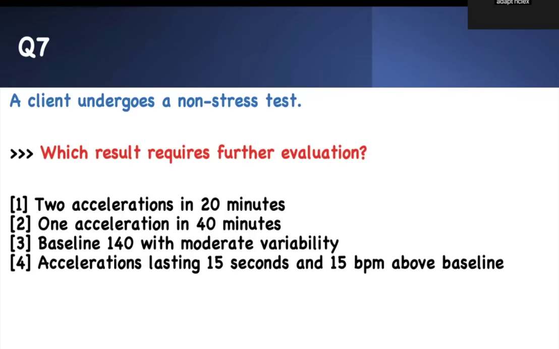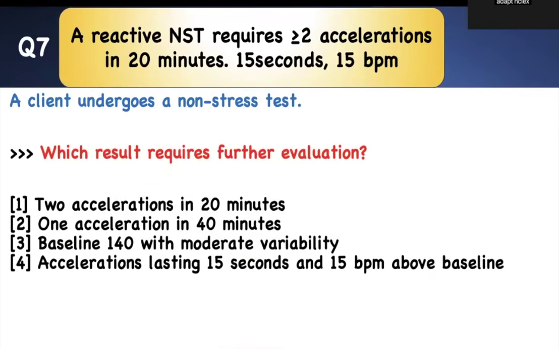Play that portion again, write it down so that when you see a non-stress test, you know what to do. You're looking for at least 2 accelerations within 20 minutes. It should be 15 seconds duration. And then the heart rate should go up minimum 15. Therefore, what do you think? 1 acceleration in 40 minutes, 2 accelerations in 20 minutes, baseline 140 with moderate variability. Moderate variability means you're going up to like 25, so it's good.